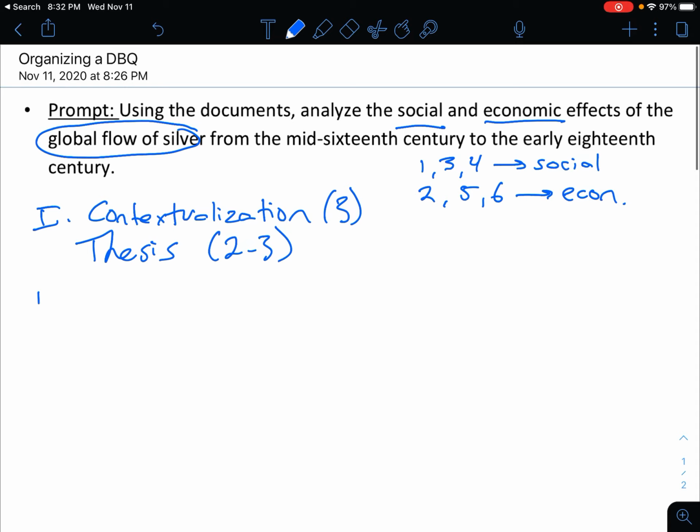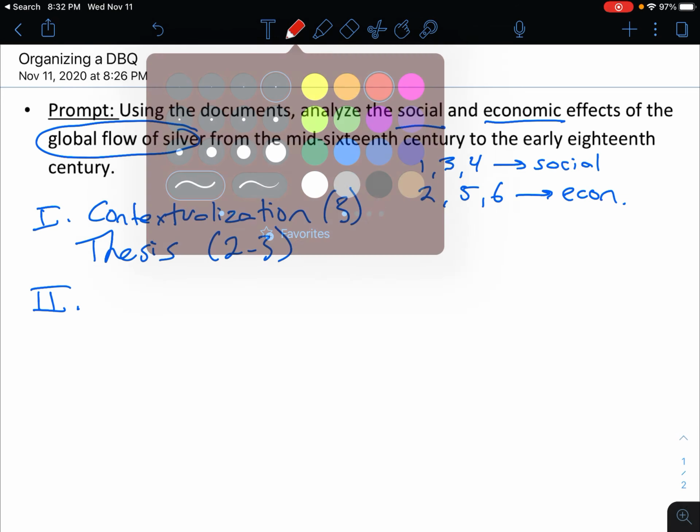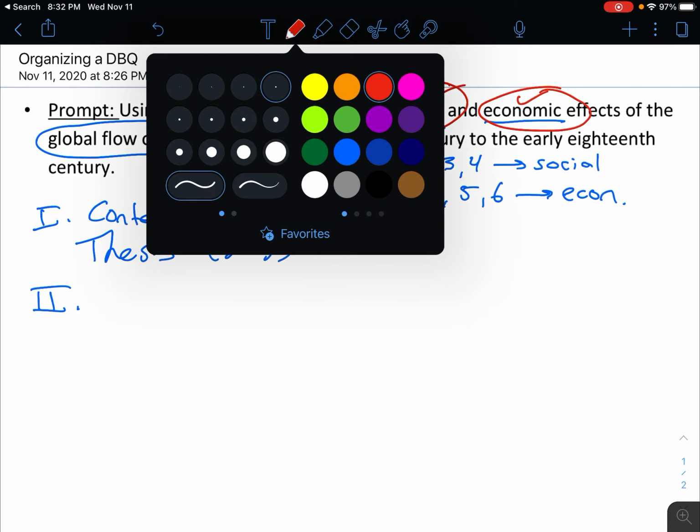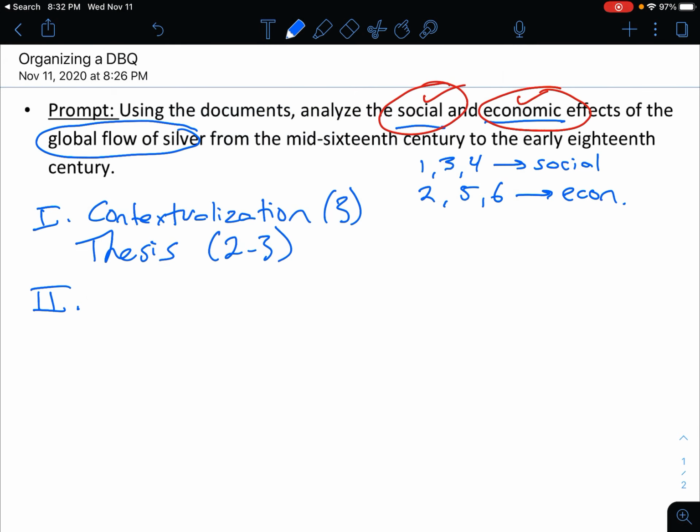Now, my first body paragraph, my second paragraph overall, I'm going to have as the topic sentence, let's say, because this one's pretty clear, right? I've got social and I've got economic. So it makes sense to me that I would have one paragraph about social effects, and then one paragraph about economic effects. So my second paragraph here, let's just go with it in order, is going to be social effects.